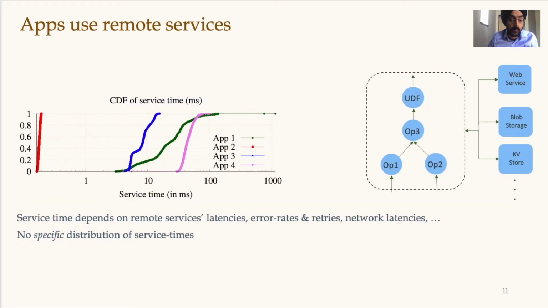So the first thing we noticed is a large fraction of apps leverage remote services for processing input. These are in the form of blob or key value stores, web services for controlling content, notifying users, and so on. And what that means, therefore, is that apps' service time directly depends on these services' latencies, failure rates, and network latencies, and so on. And unlike assumptions in existing work, this follows no specific distribution. It could be a long tail or multimodal, and so on.